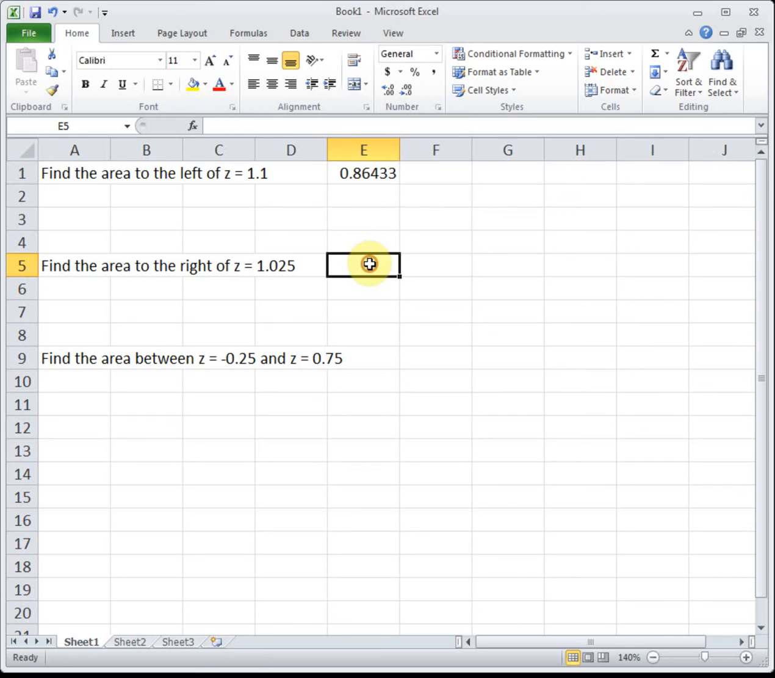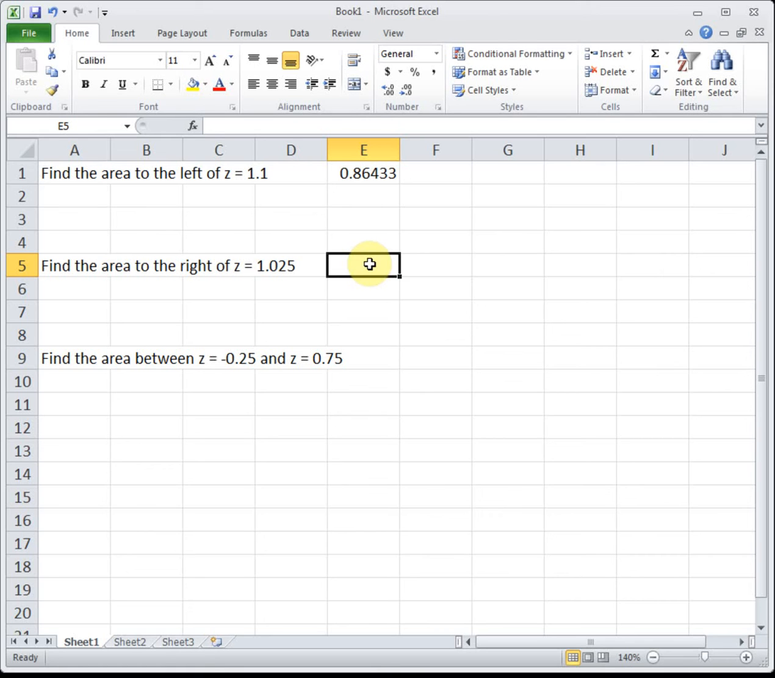It says find the area to the right of z equals 1.025. Well, this NORM.S.DIST function is going to give us area to the left. That's not what we're looking for. But if we go back to the complement rule, we can figure out how to get area to the right. So visualize for a second the whole standard normal curve, or whole bell curve. The total area under the curve is 1. And that represents 100% of the possibilities.